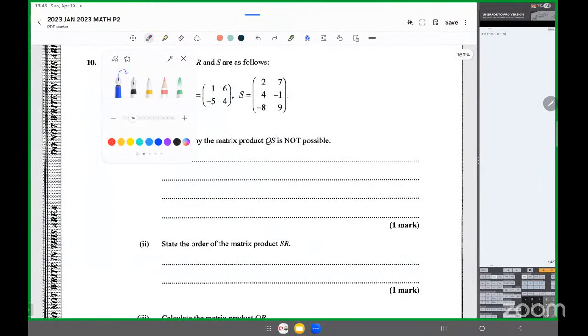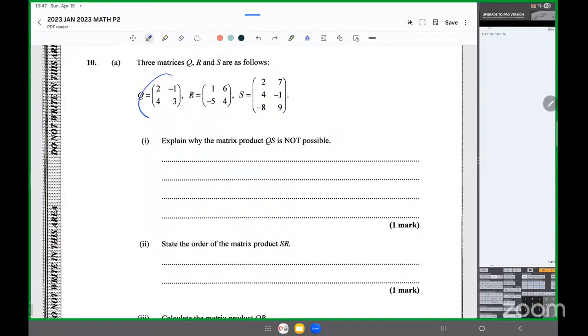Matrices. The question says three matrices Q, R and S as follows. That's a 2 by 2, that's a 2 by 2, and that's a 3 by 2: 3 rows, 2 columns. The question says explain why the matrix product QS is not possible. Not possible because they are non-conformable.